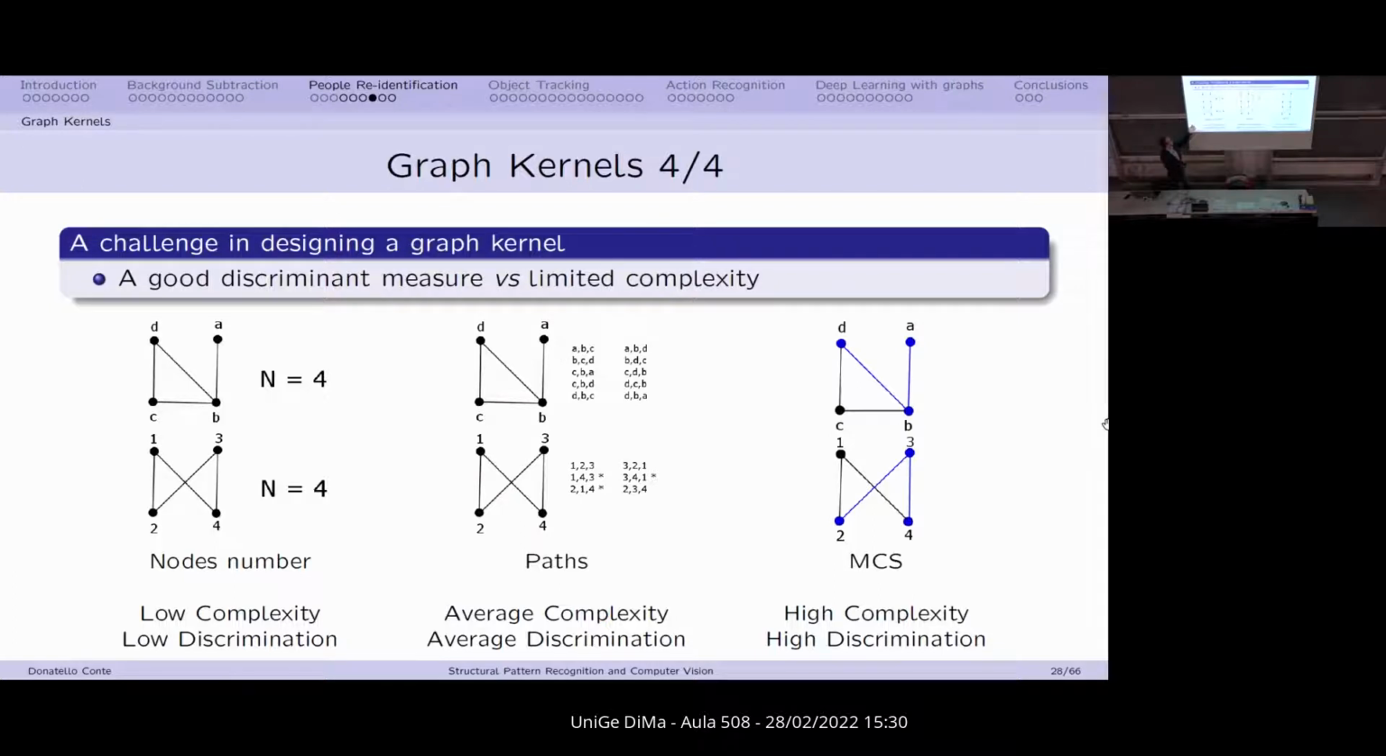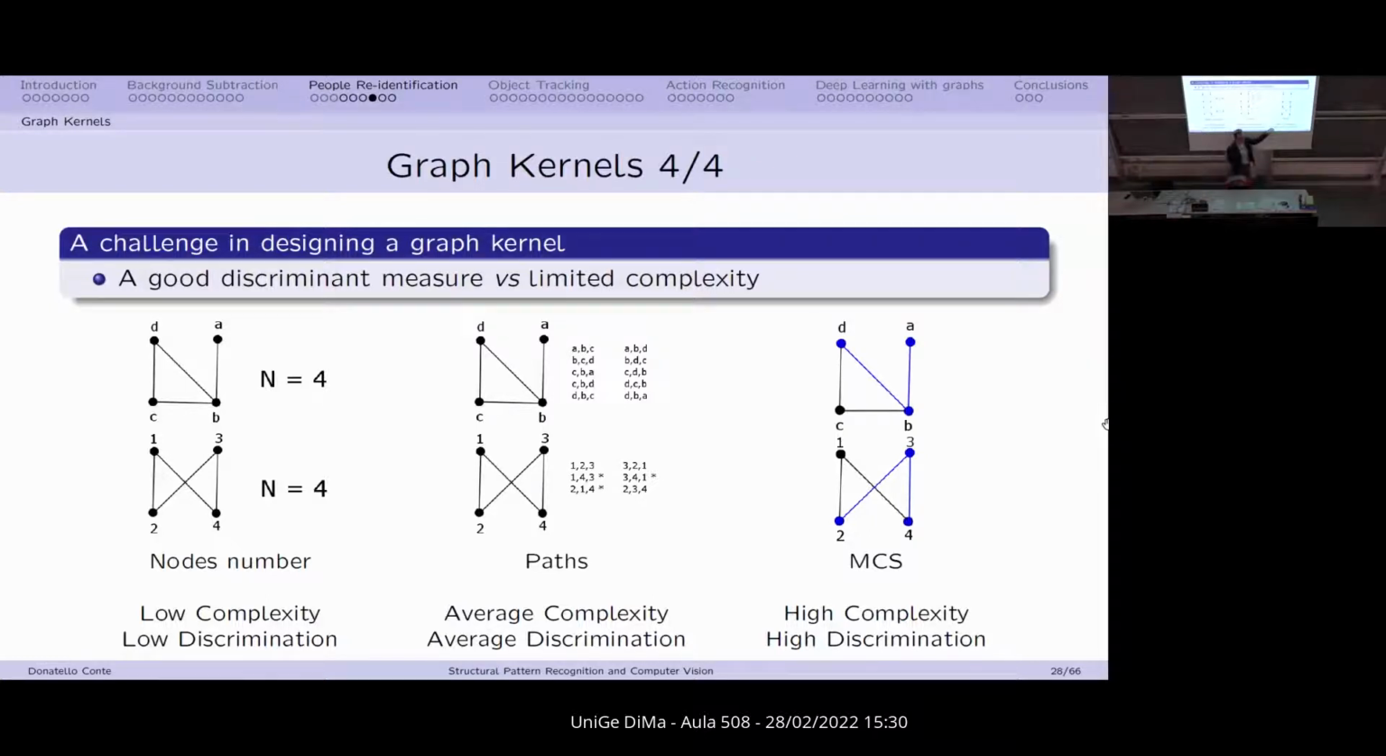For example, we could use just the number of nodes. We have two graphs, and we just compare the number of nodes. The kernel function is symmetric and positive semi-definite, but it's not very informative, because there are many graphs that have the same number of nodes but can be very different.